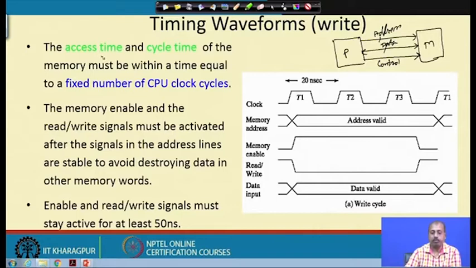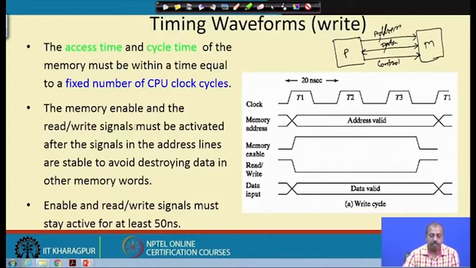Access time means how much time it takes to access the memory, that is, for how long the address input and the read/write control input should be valid so that the memory will understand them. And cycle time means that after you have put the address, data and control lines, after how much time the operation will be done by the memory. That is the cycle time.